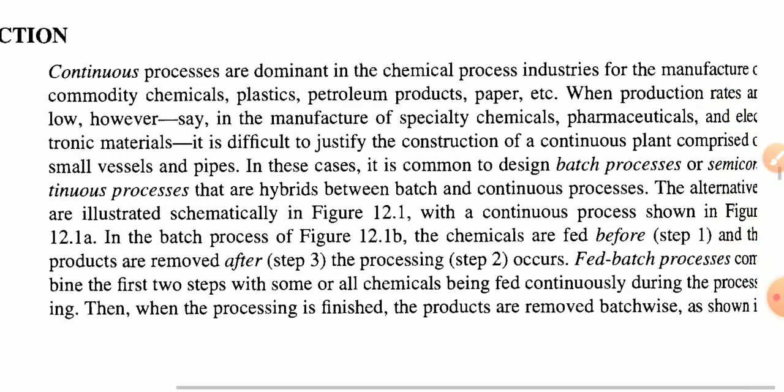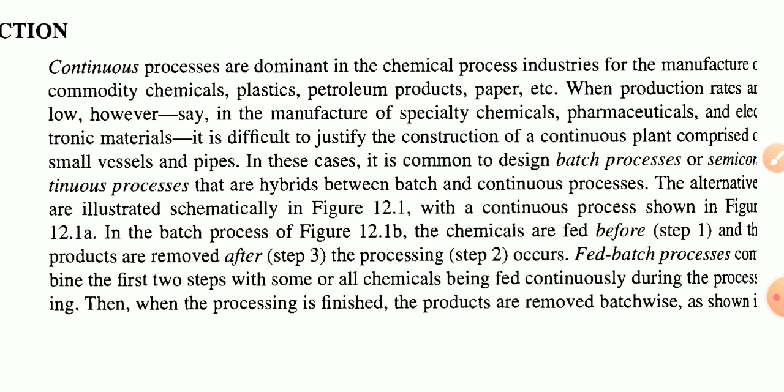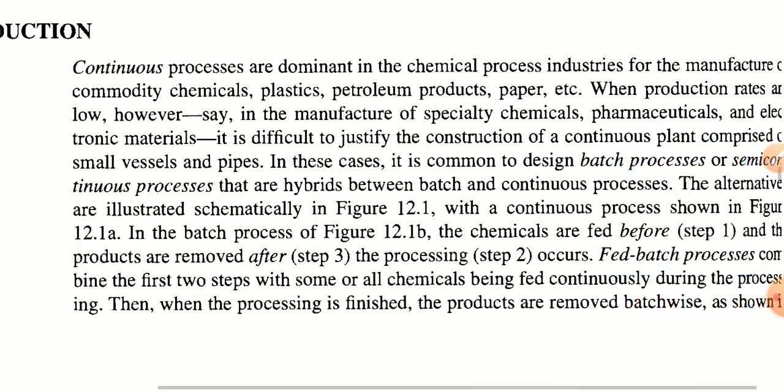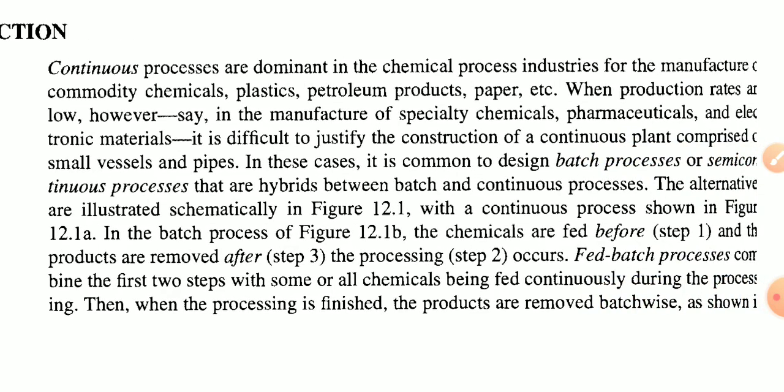Now, continuous processes are dominant in the chemical process industries for the manufacturing of commodity chemicals. Some introduction part, objective and also introduction. This is about continuous processes being dominant in the chemical process industries, and how to optimize the design and scheduling of batch processes.